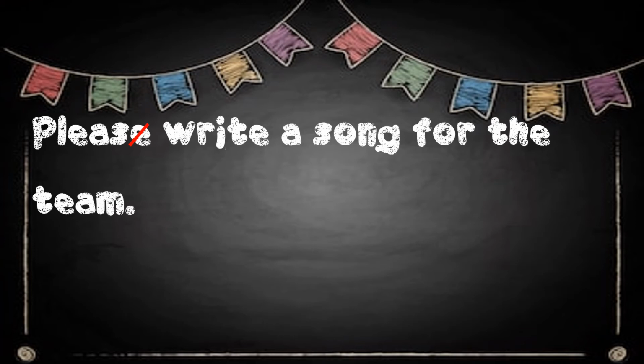Now let's go ahead and look at digraph EA. We're going to underline it because it's a digraph. Now in this word, digraph EA is going to make its long E sound. So in order to do that, we're going to cross out our A because it's silent, and we're going to put a macron over the E so we remember it's going to make its long sound, E, E, E.